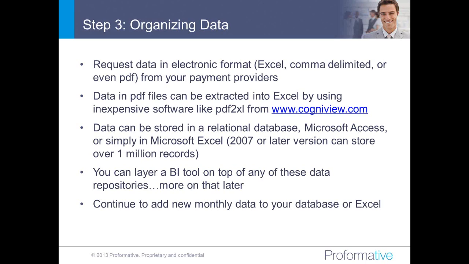You can download a really inexpensive piece of software called PDF to Excel. It costs about $100, and it can allow you to extract data out of a PDF into Excel, so you can use that as well. When we're organizing our data, you want to think about where we're going to house it. A lot of us use Excel, and Excel is easy, unless you're a big organization with a tremendous amount of data. Then you might want to look at a relational database. But if the amount of records you're going to have is less than 1 million, Excel is sufficient. If you're using Excel 2007 or later, it has 1 million records in a single worksheet.